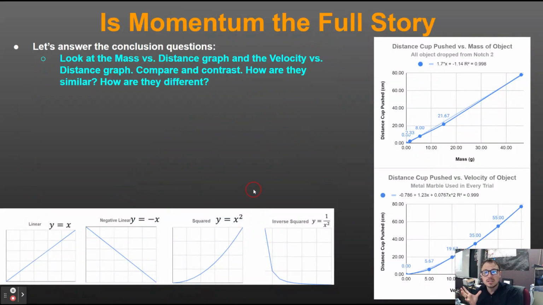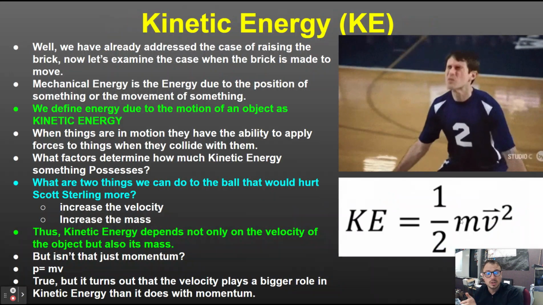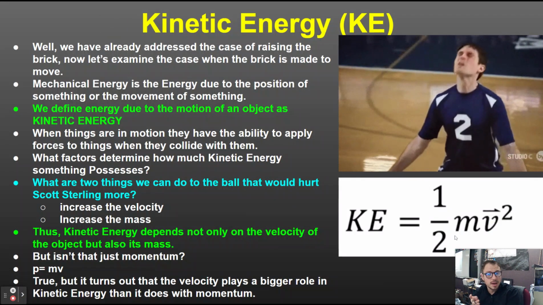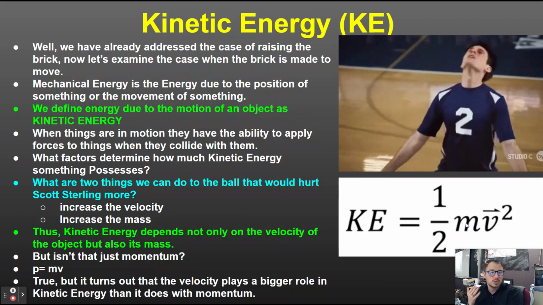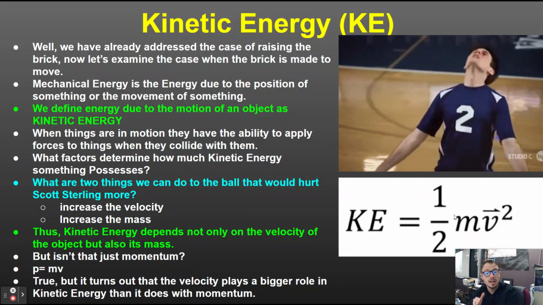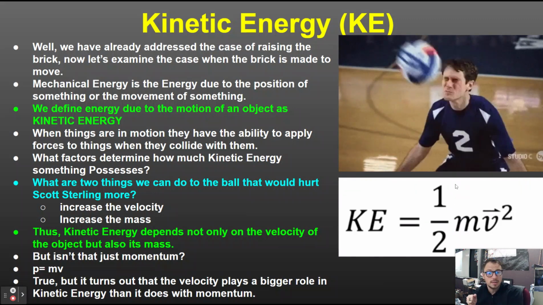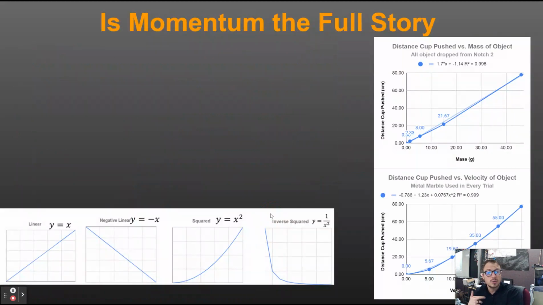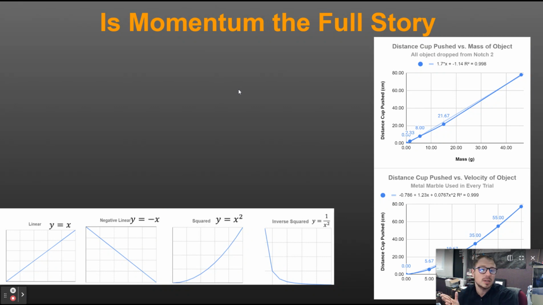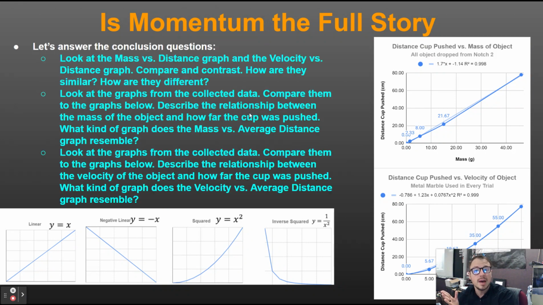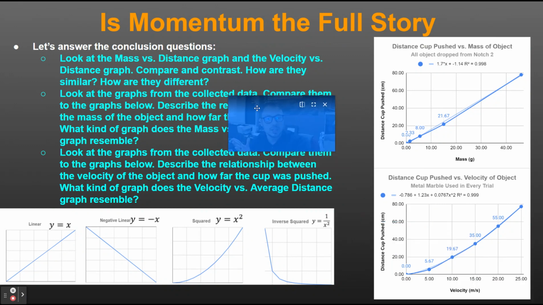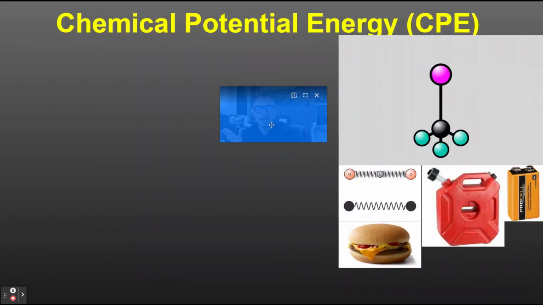Now, we saw that in this lab. Notice that when we increased the mass, it went up in a linear fashion. If you look at that equation, 1/2 times mass, well, nothing's happening to mass. It's not squared, it's not square root, it's not log, it's not anything. It's just linear, right? And the velocity is squared. So we saw that. That's what we were measuring in that Is Momentum the Full Story lab. We were measuring the kinetic energy. That's what was pushing that cup, the energy in that cup.